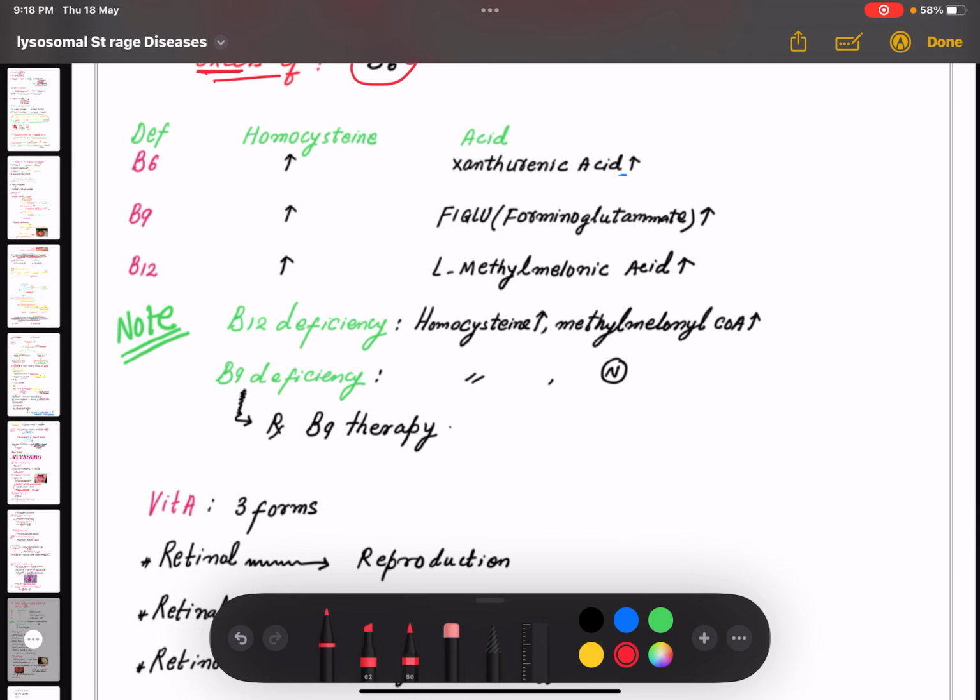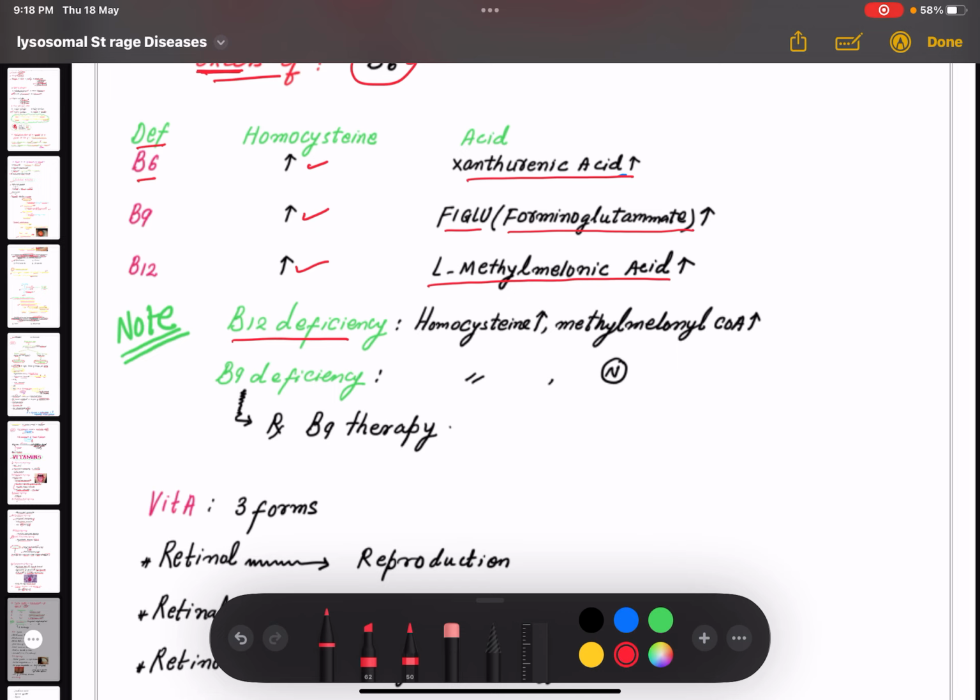Now let's see another important chart, which is very important. Deficiency of vitamin B6. In B6 deficiency, there will be increased homocysteine levels. And which acid is going to accumulate? That is xanthurenic acid, which is going to increase in B6 deficiency. In B9 deficiency, homocysteine will also increase. In B12 deficiency, also homocysteine will increase. But in B9 deficiency, the acid which is increasing is known as FIGLU, formiminoglutamic acid. And in B12 deficiency, methylmalonic acid is going to increase.